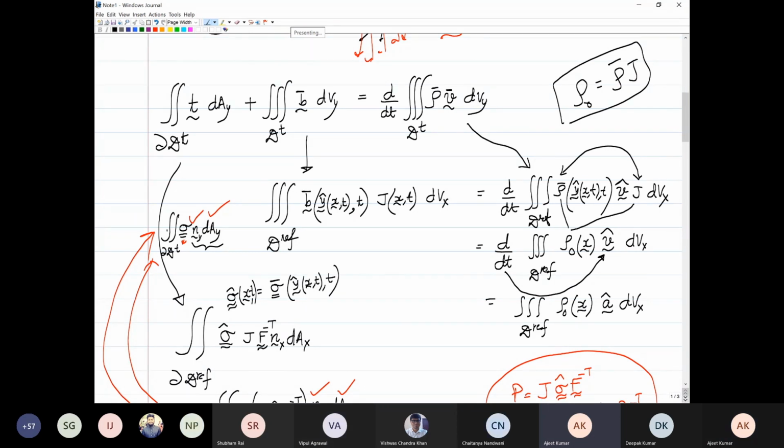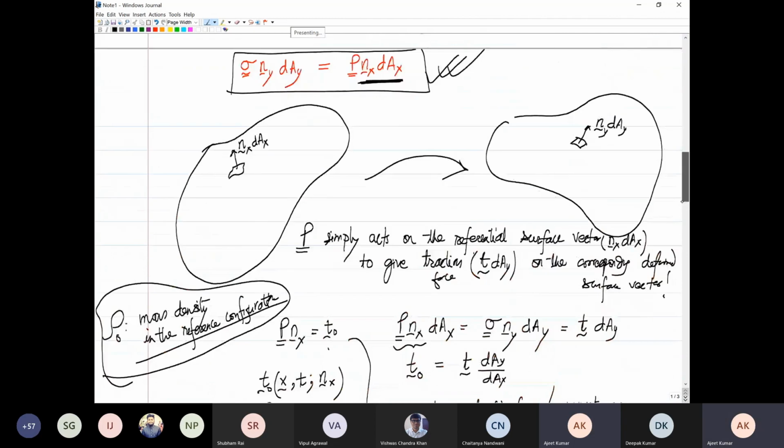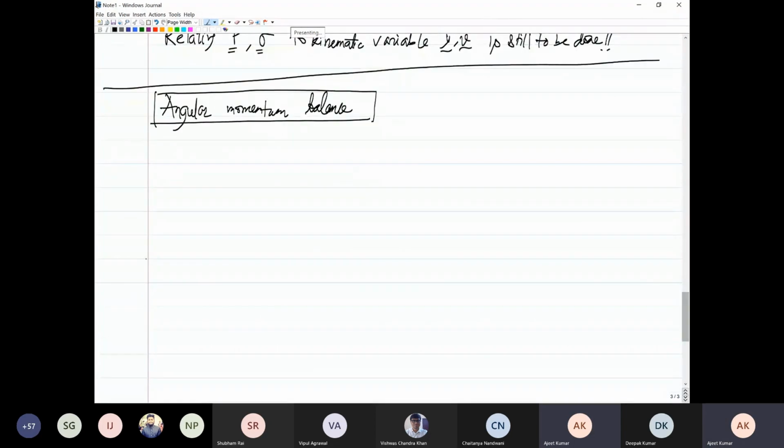Sir, I'm still not clear about the thing discussed right now. Equating two different integrals with different domains, D reference and D t. We are not integrating the two. Equating, sir, equating. Okay, I think we were equating. Let me explain that to you in a bit more detail through pictures.